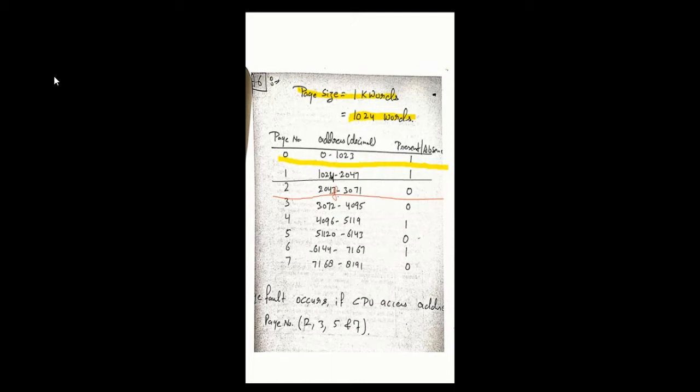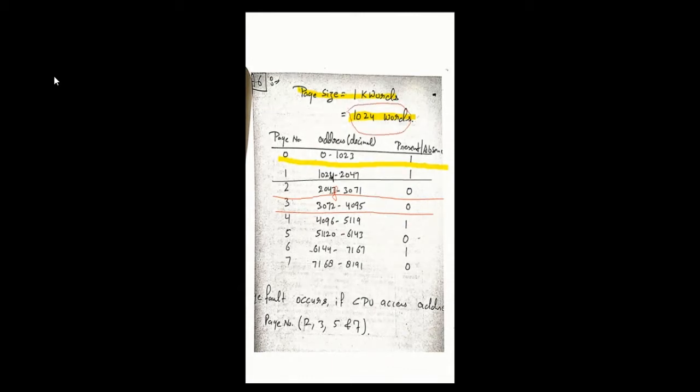Now 2048, you again add 2048 plus 1023. You will get 3071. So from 2048 to 3071, you have page 2. Similarly, after 3071, you get the address 3072. So the next page starts from 3072. Again, you add 1023. Now, why are you adding 1023? Because it is given that the size of the page is 1 kiloword, which is 1024.